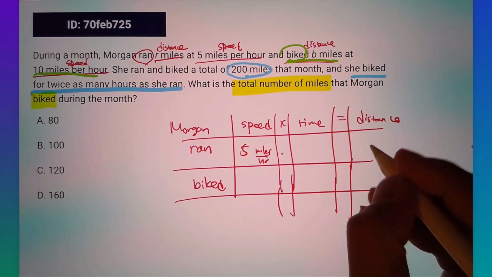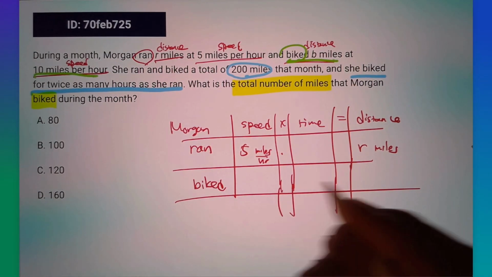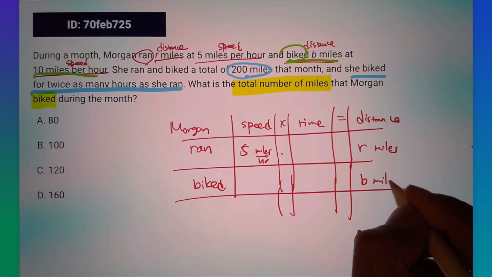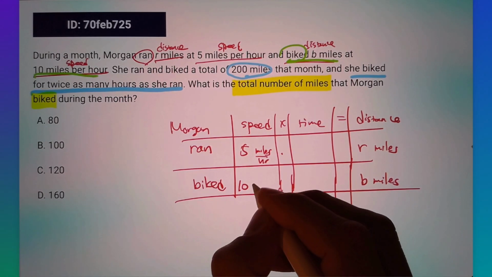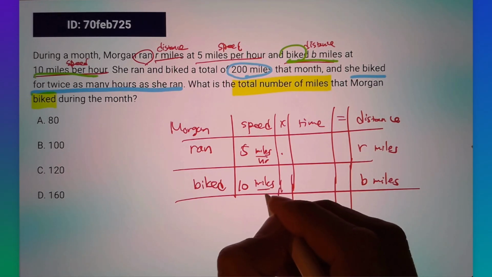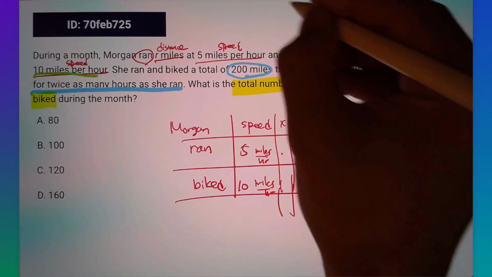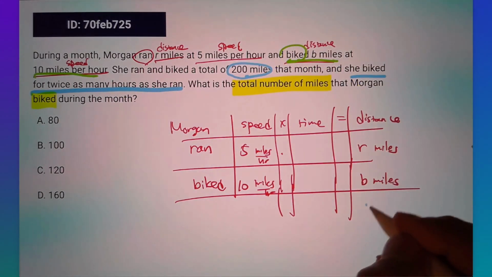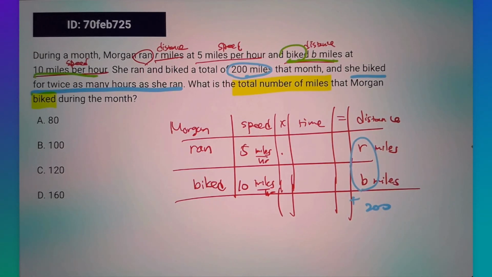He ran R miles. He biked B miles for 10 miles per hour. And she ran and biked a total of 200 miles. So that means this 200 will go here. When you add these up, you're gonna get 200.